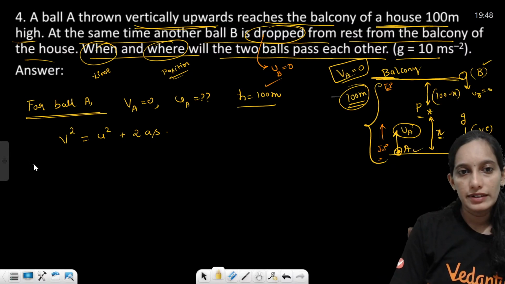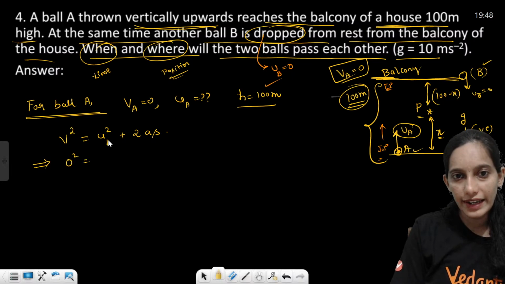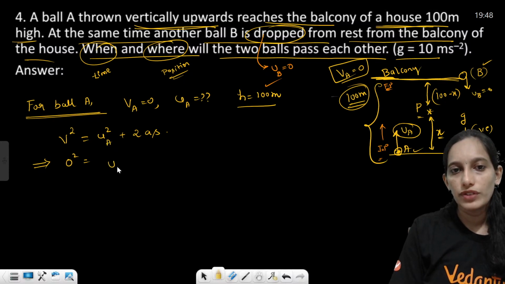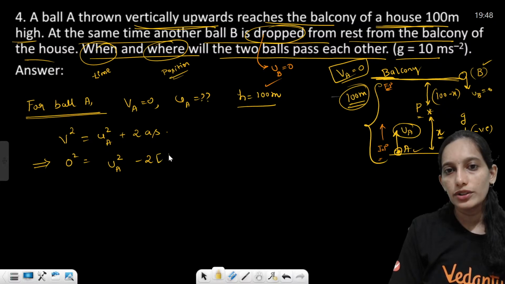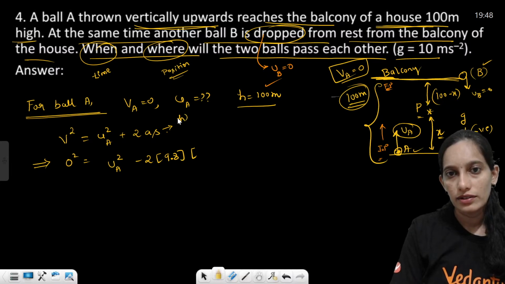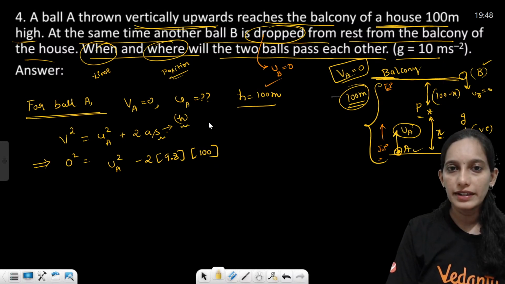So again, if we substitute v squared, that is 0 squared, and u squared, I'll call it ua. So which we are supposed to find out, ua squared minus 2 into 9.8 into h. This s is nothing but h, correct? So that is 100 meters. Okay, so replace s by h.